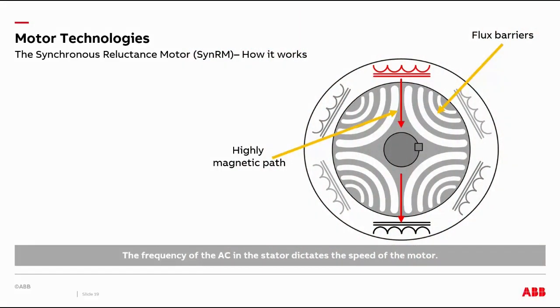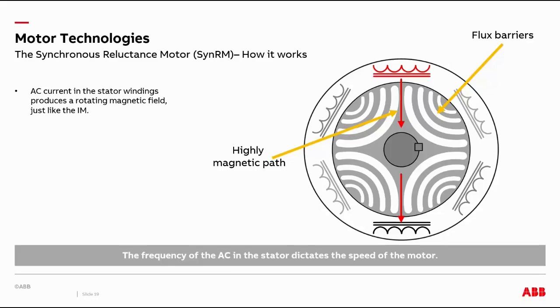Now let's talk about the Synchronous Reluctance Motor, or SynRM. The simplified drawing here shows a modern SynRM motor. The SynRM uses the same stator as an AC induction motor and uses a special rotor that's made of thin magnetic steel sheet laminations.